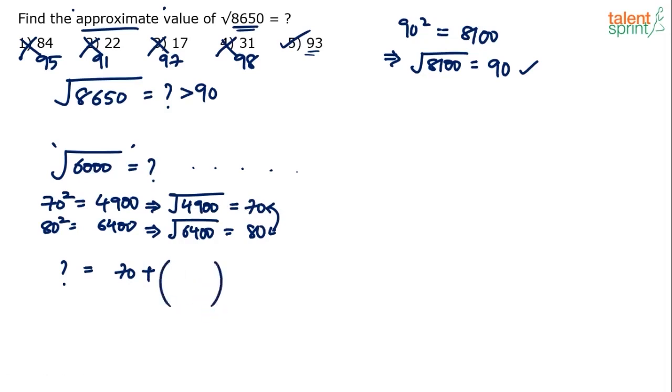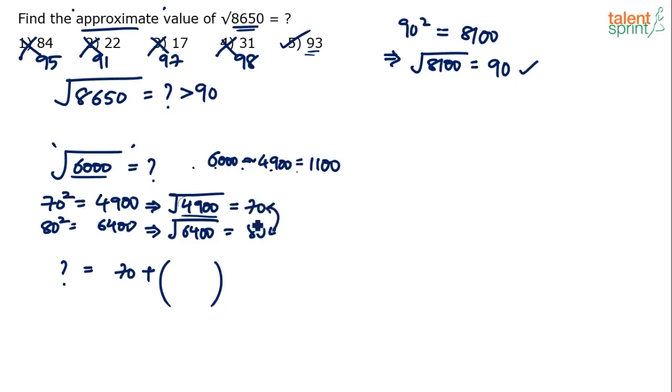Now how do we decide what that value is? 70 plus what? Simple. What you have to do here is get the difference between the value given in the question and the value that we have considered here. What is the value given in the question? 6000. What is the value considered here? 4900. What is the difference between these two values? 1100. Basically, 6000 is 1100 more than 4900. Yes or no? 6000 minus 4900 is 1100.